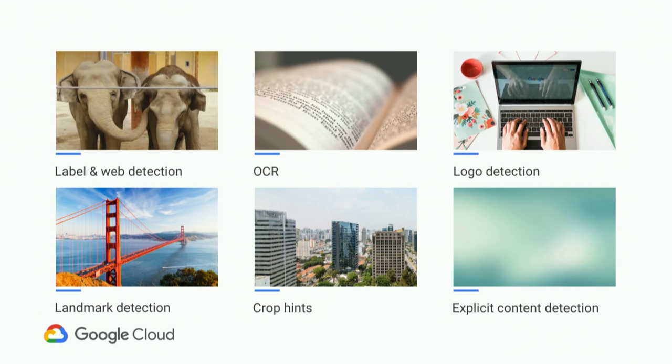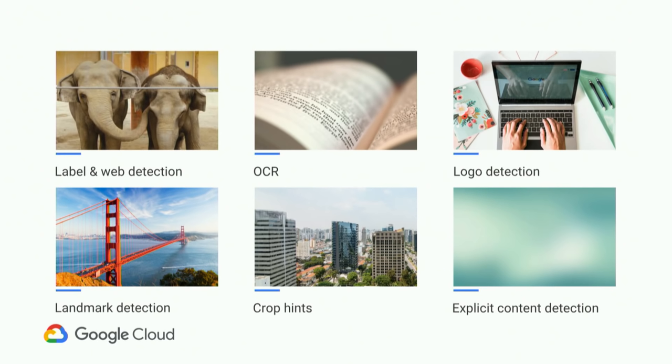So at its core, the Vision API offers label detection, which will tell you, what is this a picture of? So for this image, it might return elephant, animal, etc. Then we have web detection, which goes a step further, and it will look across the internet for similar images, and then based on the content of those pages, it will provide additional details on what's in your image.